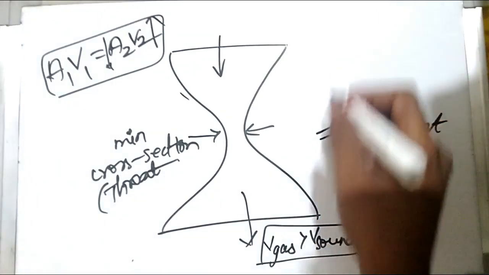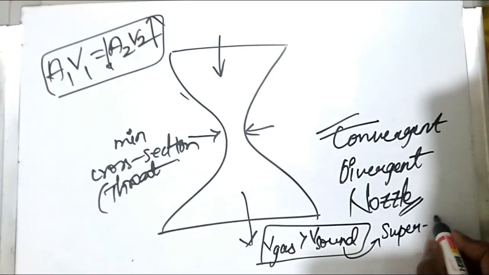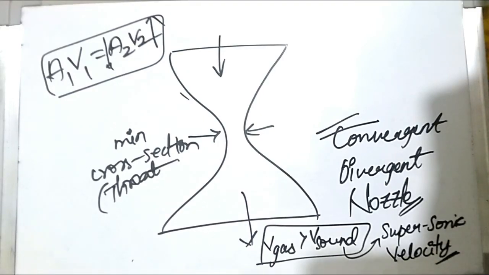The velocity of the gas generated in a convergent divergent nozzle is greater than the velocity of sound, so this is known as supersonic velocity. Always remember that supersonic velocity is attained in this type of nozzle.